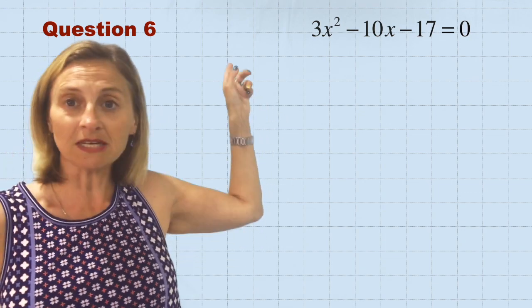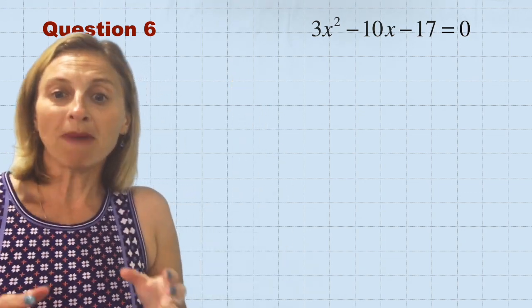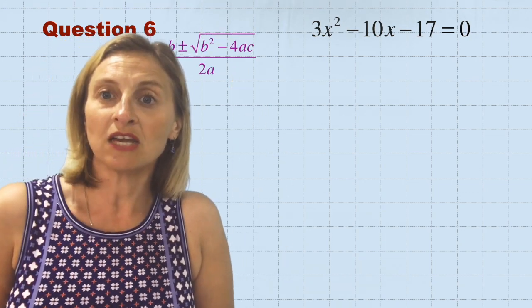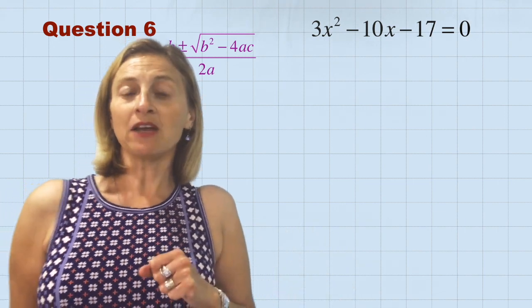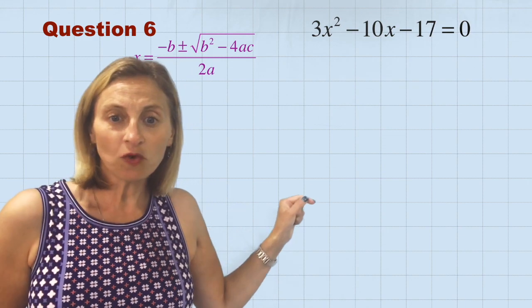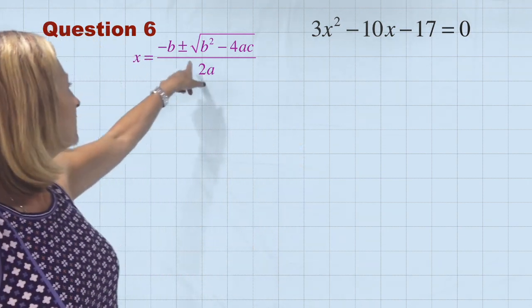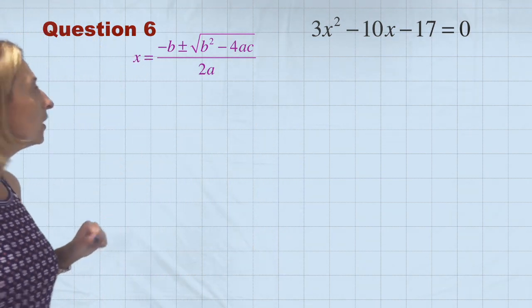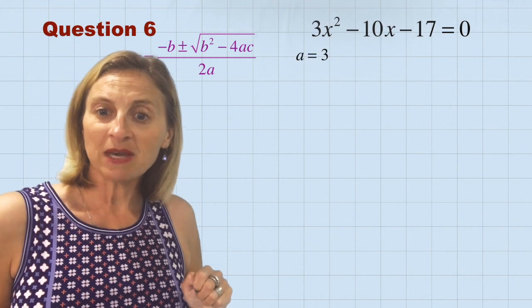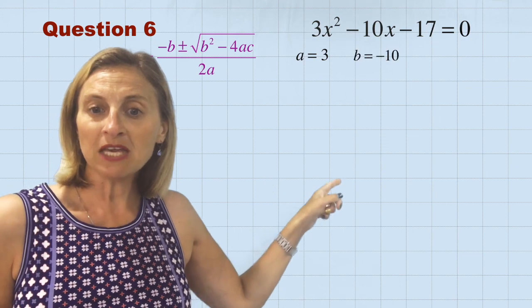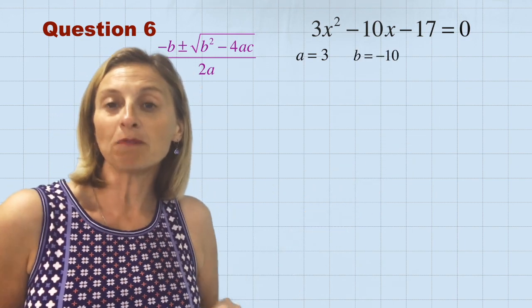Let's have a look at question number 6. 3x squared minus 10x minus 17 equals 0. Now hopefully you watched my last video on the quadratic formula, so you know what to do. We write down the formula. x equals minus b plus or minus the square root of b squared minus 4ac all over 2a. Write down the values of a, b and c. a equals 3, b equals minus 10, and c equals minus 17.